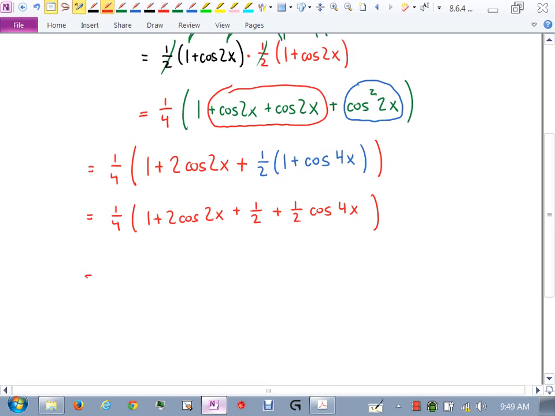Distribute 1/4 through the whole thing now. 1/4 times 1 is 1/4. What's 1/4 times 2 cosine 2x? Wouldn't that be 1/2 cosine 2x? What's 1/4 times 1/2? 1/8. And then 1/4 times 1/2 is going to be 1/8, then cosine 4x.